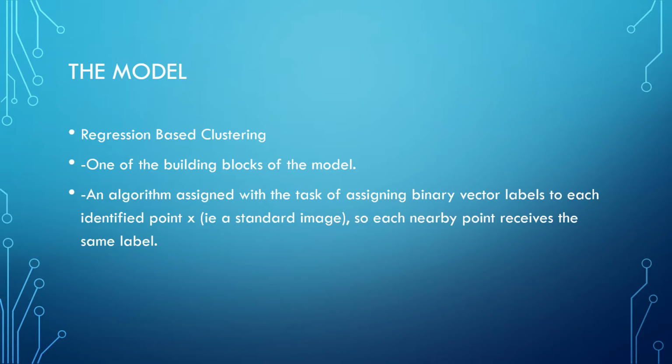The model continued. Regression-based clustering is one of the building blocks of this current model. It's an algorithm with the task of assigning binary vector labels to each identifying point X, i.e. a standard image or pixel, everything we've been covering in computer vision so far, so each nearby point receives the same label.